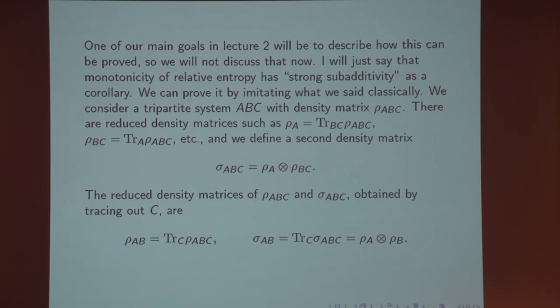And for this, we imitate the classical discussion. We consider a tripartite system ABC with density matrix rho ABC. And then there are reduced density matrices where we integrate out some variables. And we define a second density matrix where we ignore correlations between A and BC. You might remember that classically we did precisely that. If you further decide to ignore C, you would trace out C and define rho AB this way, but sigma AB would now be a simple tensor product, because sigma ABC is already a tensor product.